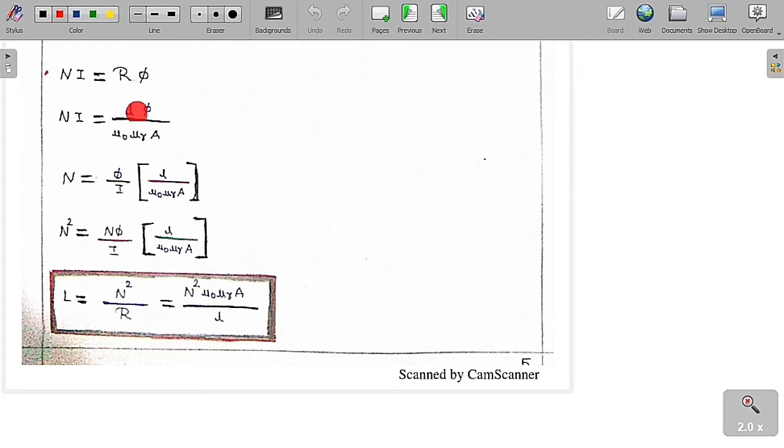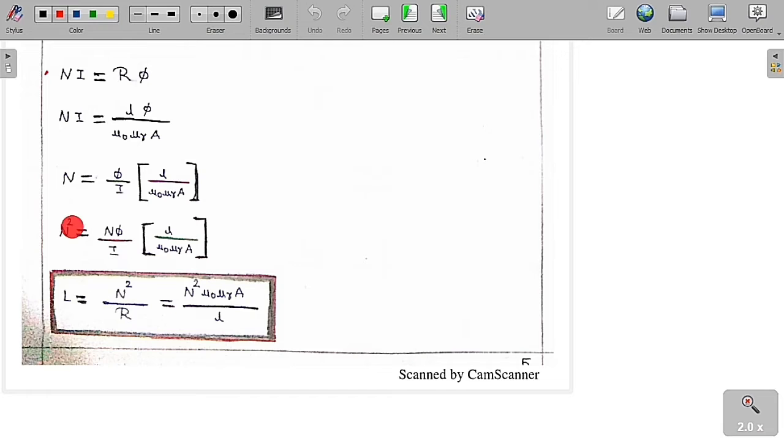So Ni is equal to R phi, where R is nothing but L by mu A, and mu is nothing but mu naught mu R. So now if I take N and divide by I, we are going to get phi by I into L by mu naught mu R A. Again do the multiplication by N on both sides: N square by I is equal to N phi by I into L by mu naught mu R A.